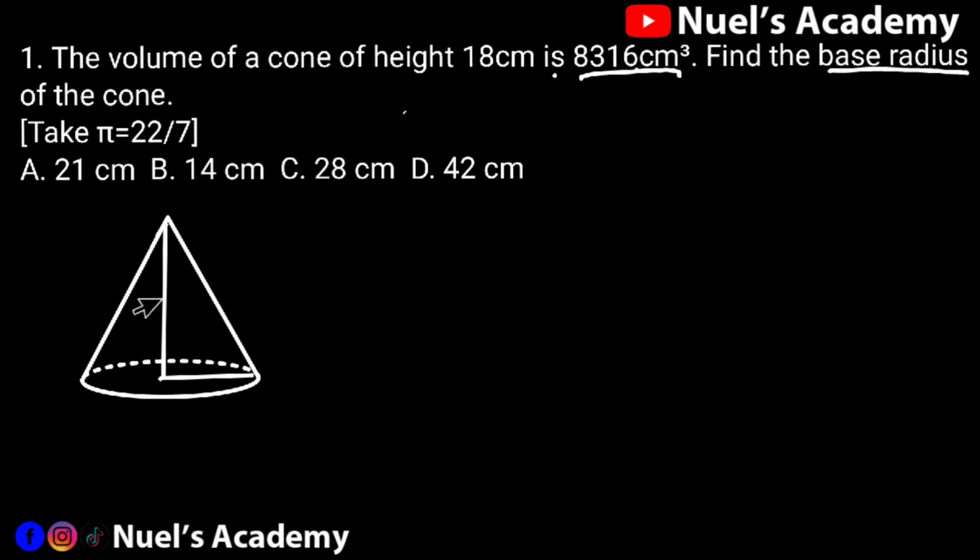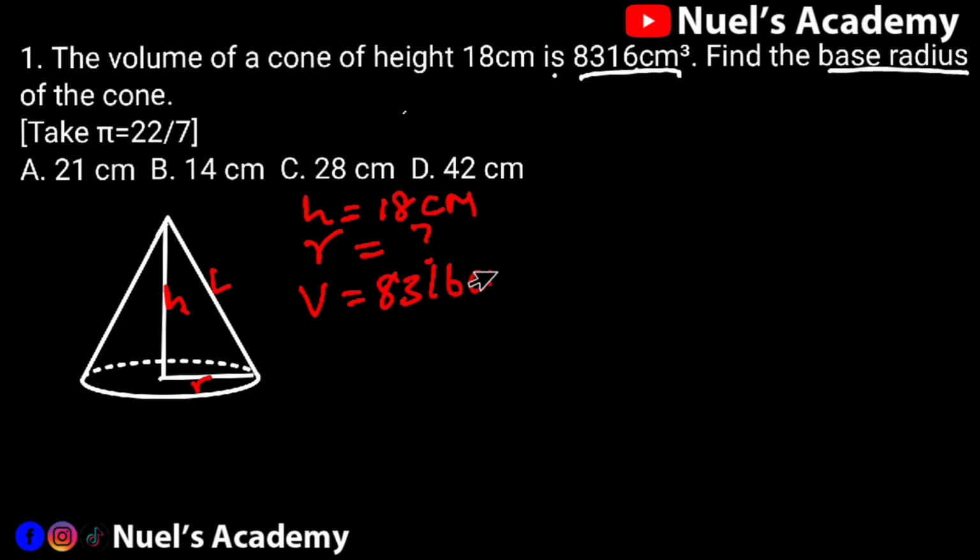So let's identify the parts of this cone. Here's the height of the cone, which was given in the question. Our height is 18 cm, and this is the base radius of the cone. This is the side of the cone that we are looking for, and then this is the slant height, but the information is not provided, so I'm not going to be working with it.